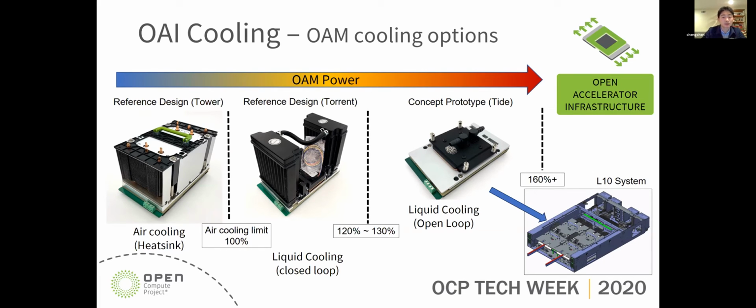You can see the system assembly picture on the lower right side. That can be coupled with either a rack level heat exchanger, an in-row heat exchanger, or even facility water, depending on each hyperscaler's infrastructure capability.